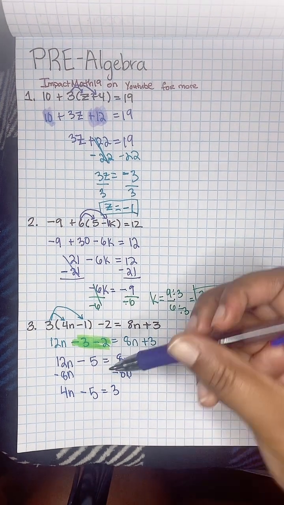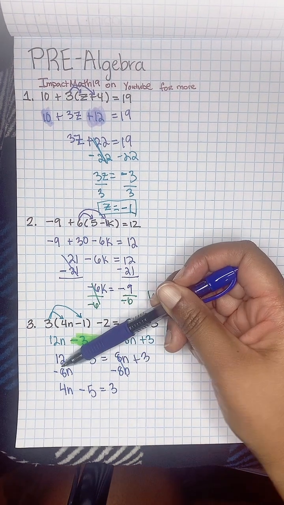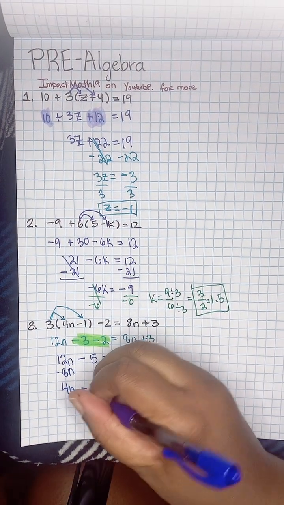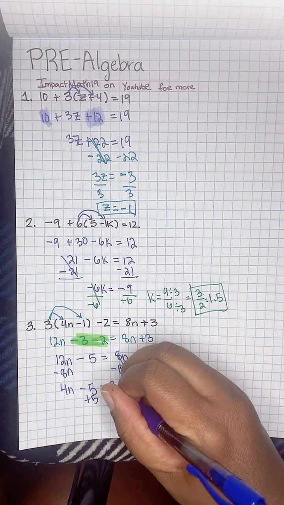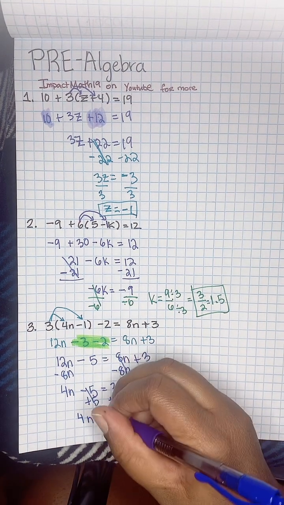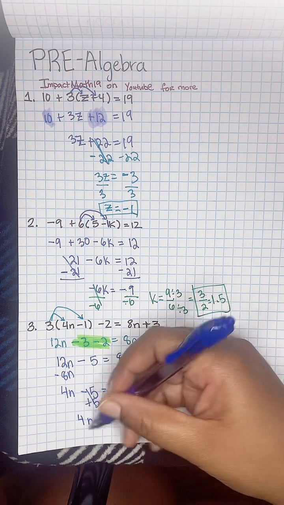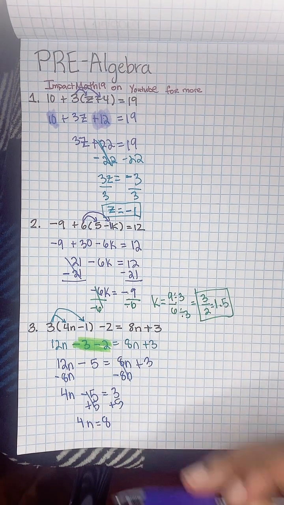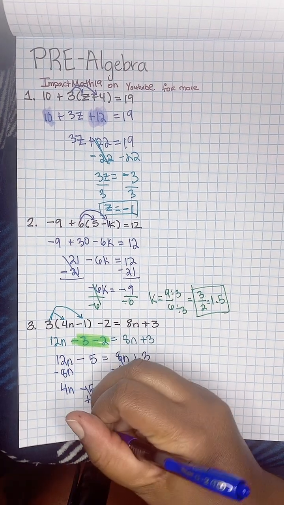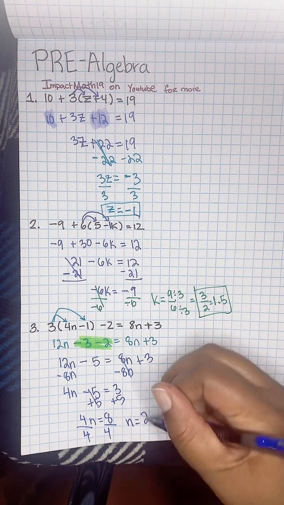Okay? And then, if I chose to move the variable here, that means I have to move this negative 5 to the other side. So I'm going to add 5 to both sides, and I get 4n equals 8. And then our last step: whenever you have a number attached, they're multiplied. So we have to divide by 4, and n is going to equal 2.